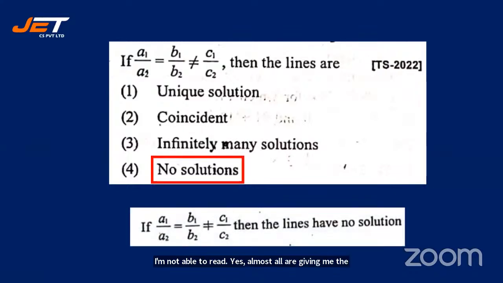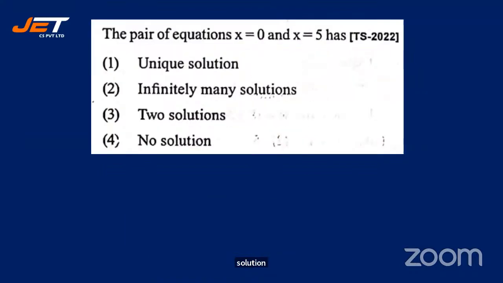How? A1 by A2 is equal to B1 by B2, which is not equal to C1 by C2. Then the lines have no solution. Yes, is it clear? See the next question.